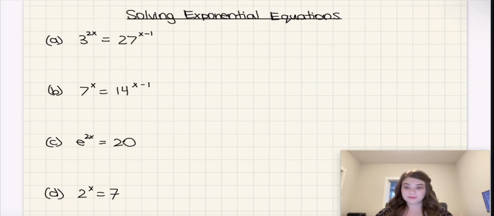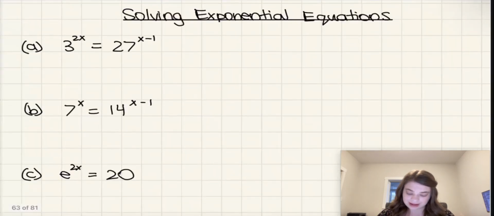Hello everyone, welcome back. Today we're going to talk about solving exponential equations. Let's start with this first one here. It says 3 to the power of 2x is equal to 27 to the power of x minus 1.